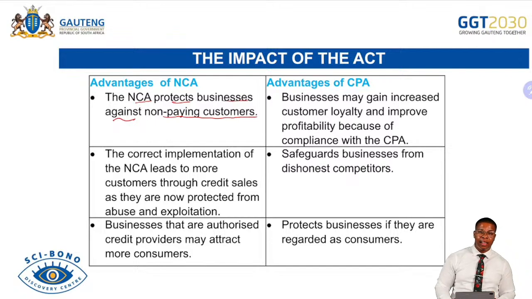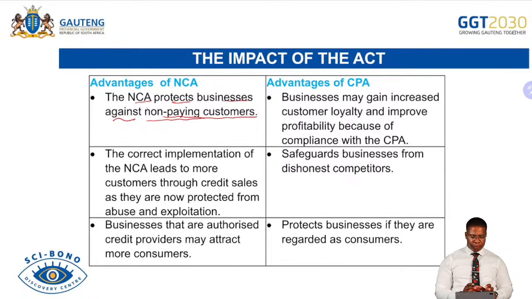So the guideline will help businesses to ensure that they only give credit to customers who qualify. Those who don't qualify will not get the credit. Therefore, the business shall have what? Avoided non-paying customers. So that is the advantage. It means more money will come in because only qualifying customers will get the credit.